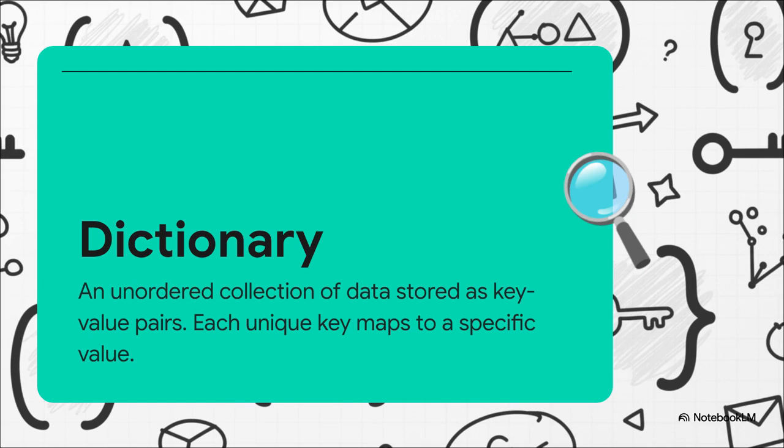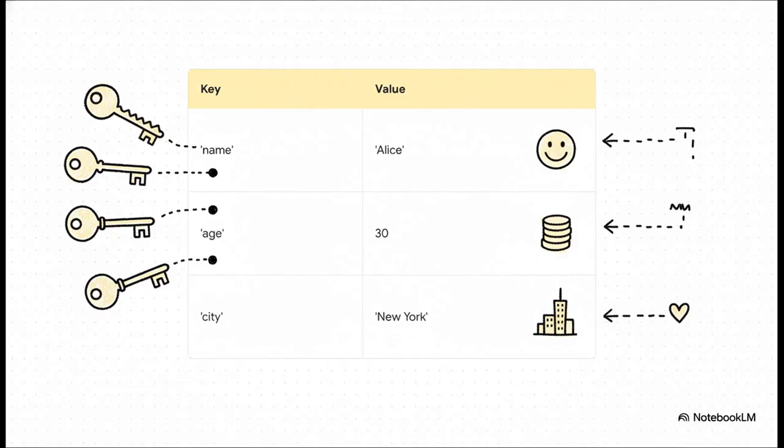Forget numbered positions. A dictionary stores everything in key value pairs. You have a unique key, like a word, that you use to look up its value, like its definition. It's basically a real-world dictionary, but for your data. And you can see that structure right here. On the left, you've got your keys, these nice descriptive labels like name or age. And on the right, you've got the actual data, the values. No more scratching your head wondering, what was at position 0 again? The key tells you exactly what you're looking at.